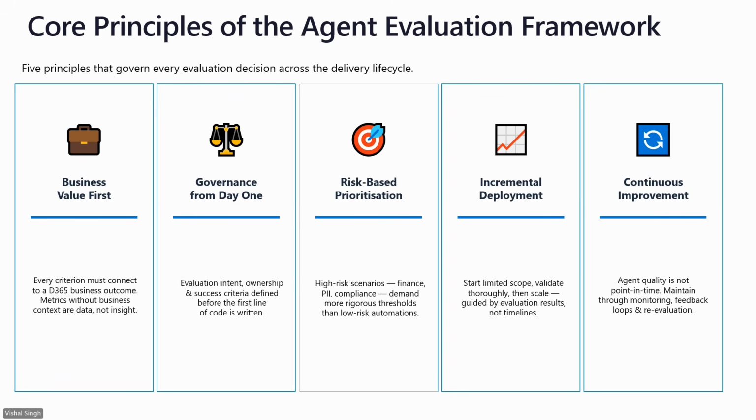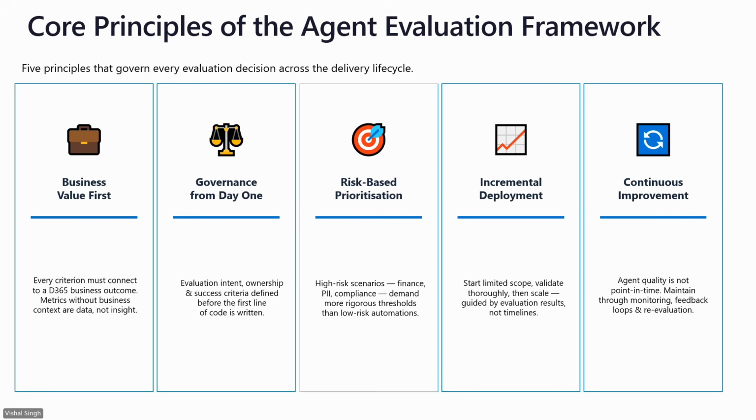As mentioned previously, governance from day one. Evaluation intent, ownership, and success criteria need to be defined before the first line of configuration or code is written, not after build, not during UAT. This absolutely needs to be done from day one. This is the principle that most teams violate, and evaluation then becomes an afterthought, bolted on at the end when it's too late to change anything. If you take one thing away from this session, let it be this one: we need to have governance in place from day one.